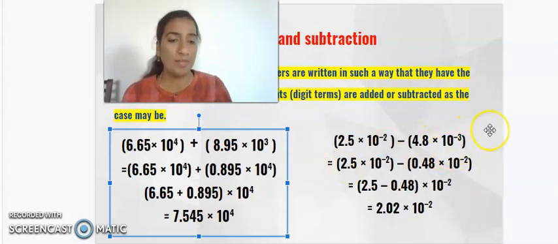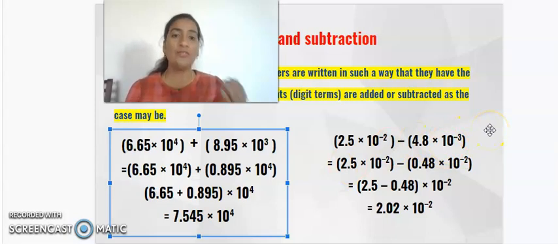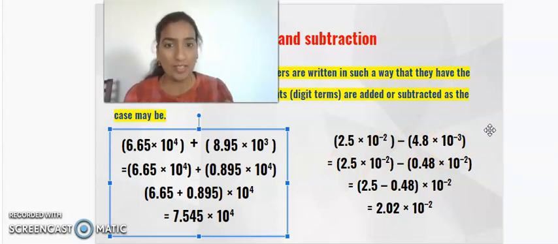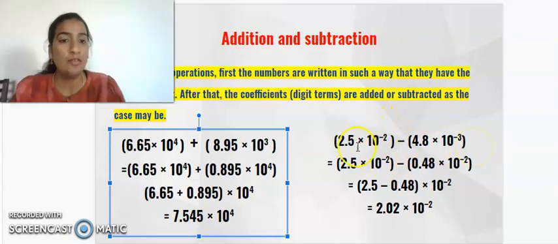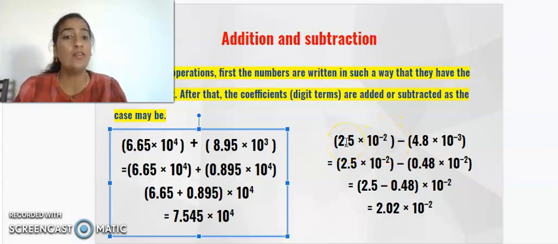We have to check the powers. The powers are not different. We have to rewrite the numbers in such a way that they have the same exponents. Now, 2.5 into 10 raised to minus 2 minus 4.8 into 10 raised to minus 3. For this number, to change the power from 10 raised to minus 2 to 10 raised to minus 3, we have to shift the decimal one place to the right.